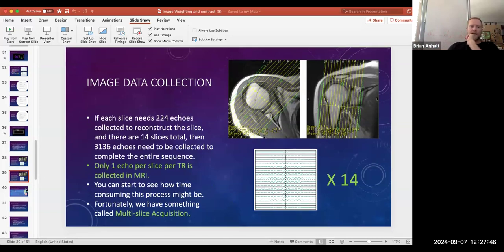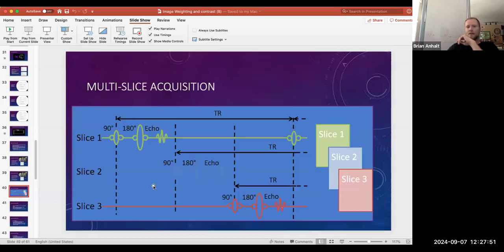Fortunately, we have something called multi-slice acquisition. Multi-slice acquisition is just stating that we are going to collect one echo per slice per TR. So our TR is going to define how many slices we are allowed to prescribe throughout the entire data acquisition. So let's say we excite, we refocus, we collect the echo. And then we're going to wait, right? And then we're going to do the whole thing again.